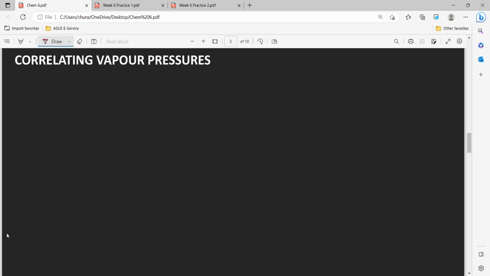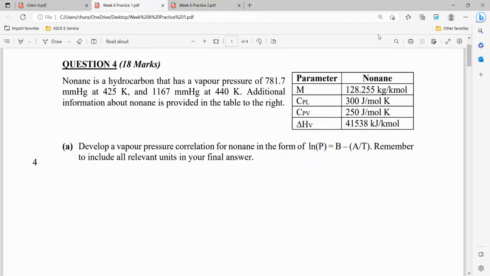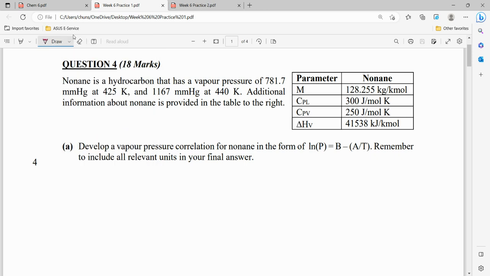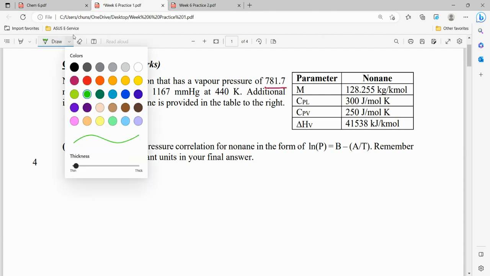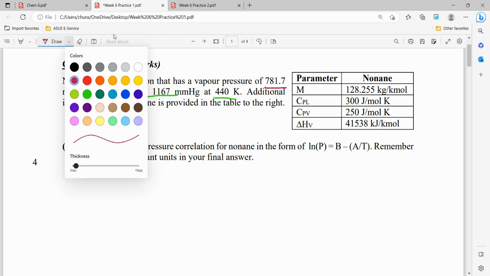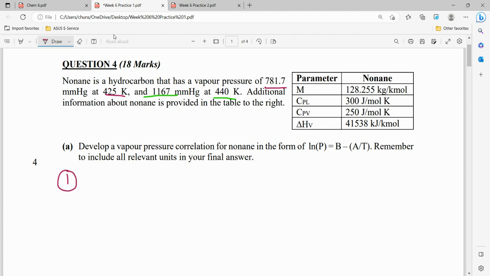Okay, so let's start with an example for our correlating vapor pressures. With this example question here, we're going to go through the process of using vapor pressure correlations to derive equations. So we have two different conditions, and I'm going to label them with different colors. All right, so we're going to write out our first equation with our first conditions.